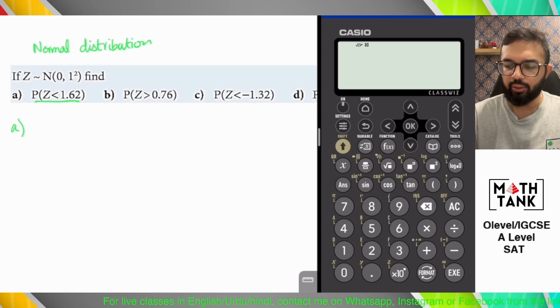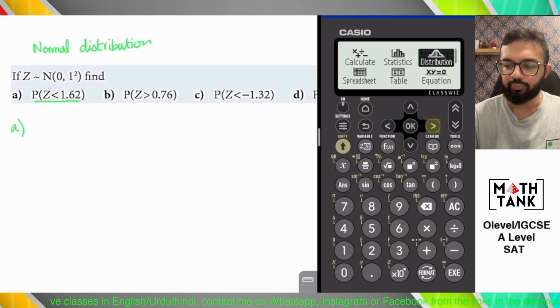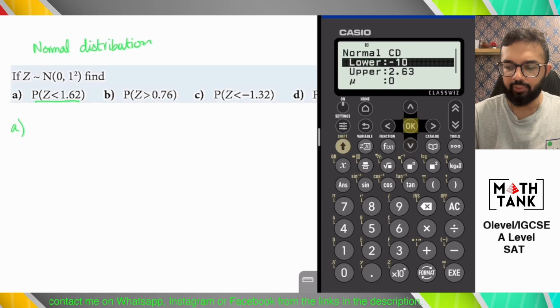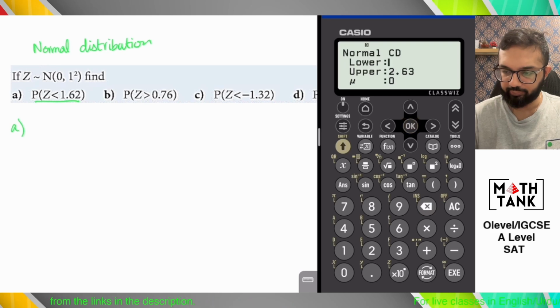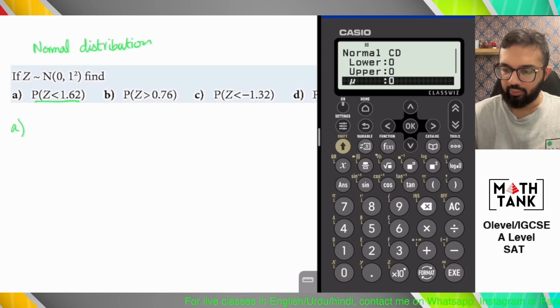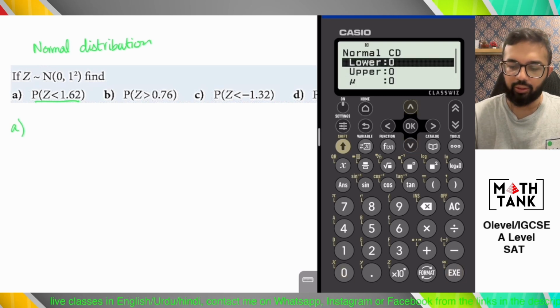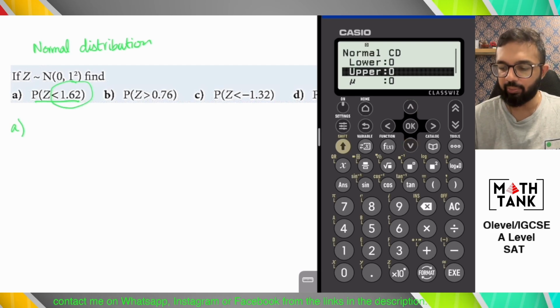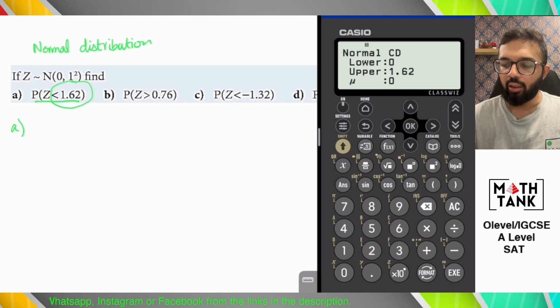So again, what you do is you go to home, you go to distribution, you go to normal CD. Let's erase these numbers. What you want to calculate is z less than 1.62, which means that your upper boundary is 1.62. You plug that in.